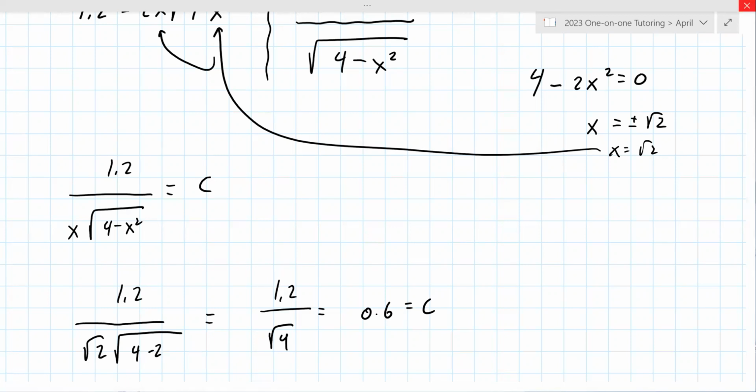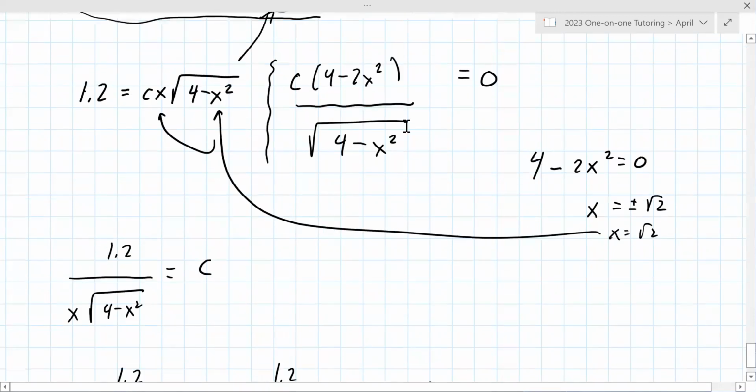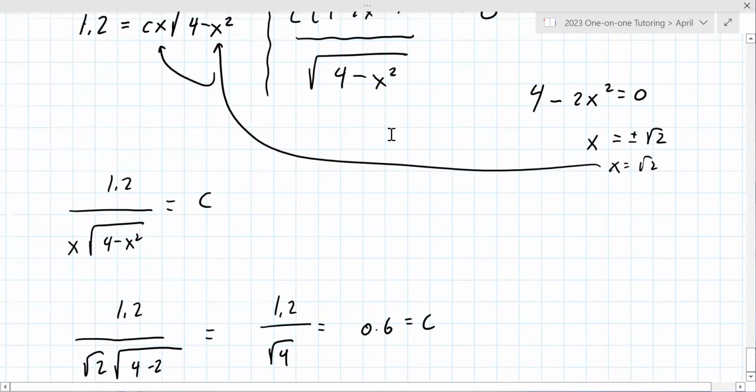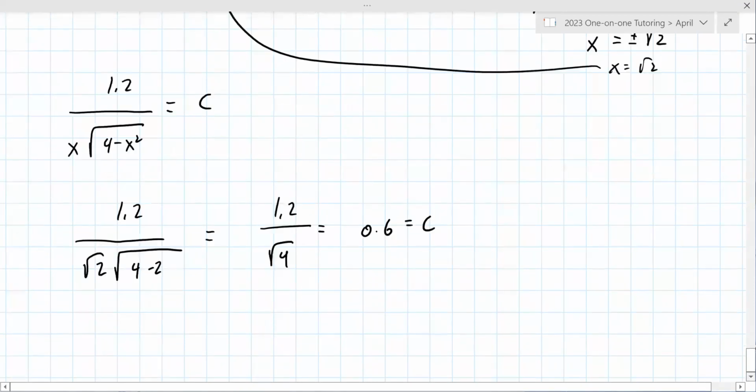Is that the only thing we're solving for? It just asks for the value of c. Okay. All right, part c. So this is kind of that, okay, we were using derivatives, now we're going to integrals.